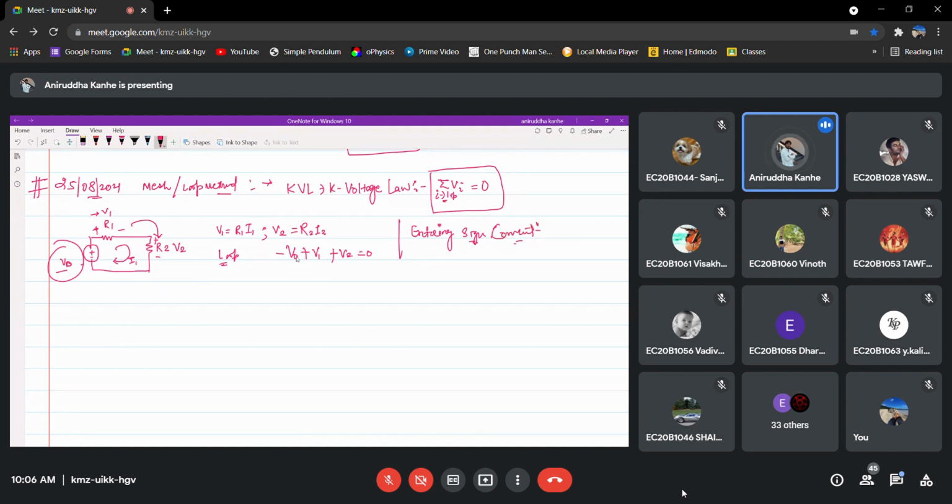You can take the leaving sign also, but in that case, you have to take all the leaving signs. You should not take sometimes the entering and sometimes the leaving. You have to follow one rule: either take the sign at the entering point, or the sign at the leaving point, because both give the same equation. If you are taking the leaving sign, then you will end up with plus V0 minus V1 minus V2 is 0. So these two equations are the same. You need not worry about that. The only thing is you have to always take the same sign convention throughout.